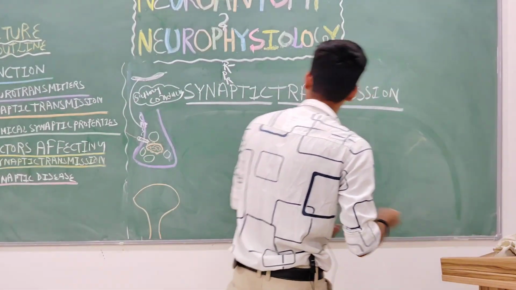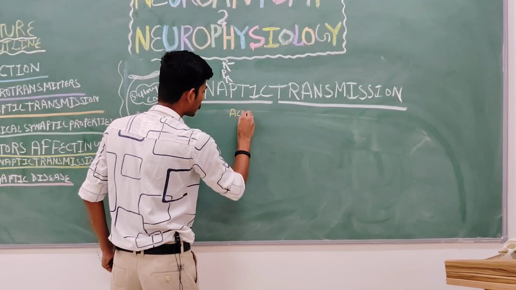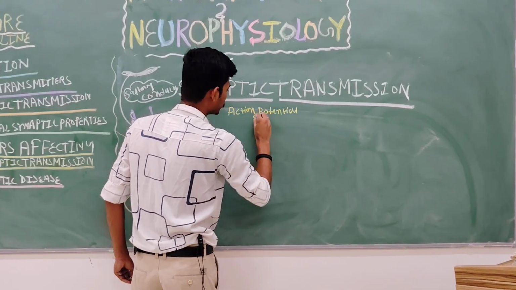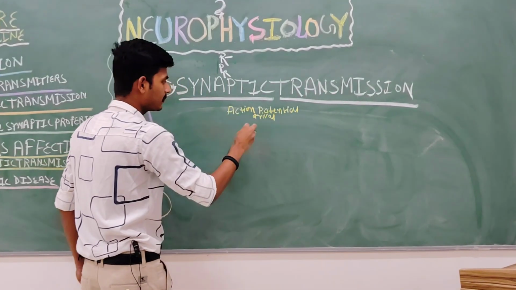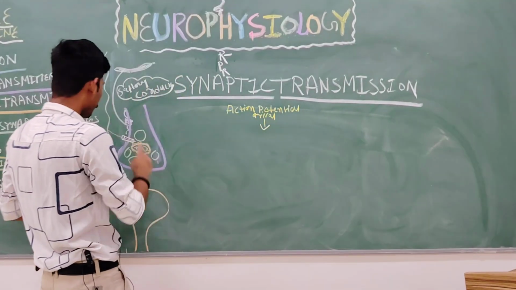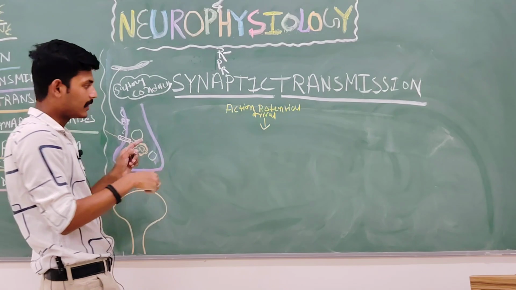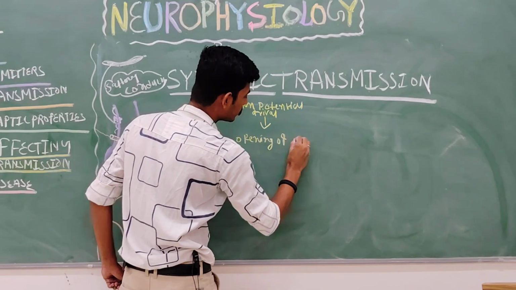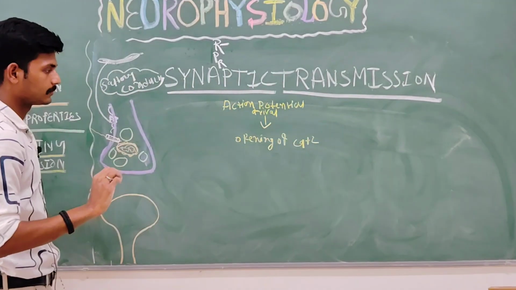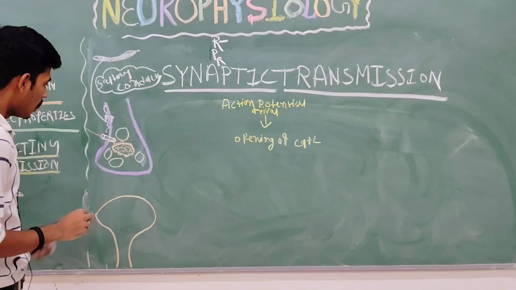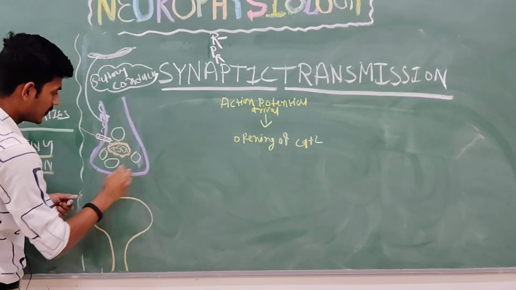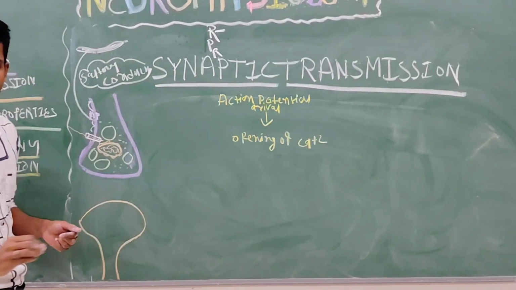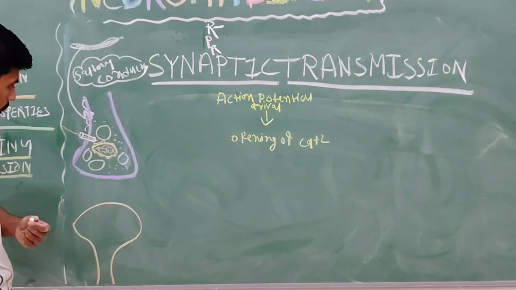So the first thing we see is the arrival of the action potential. Then, by the action of this action potential, there is the opening of the calcium channel. Now, once calcium comes into this environment, I am showing white dots as calcium, what is happening?